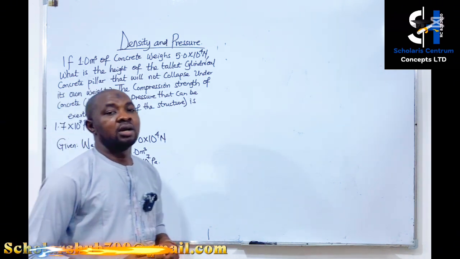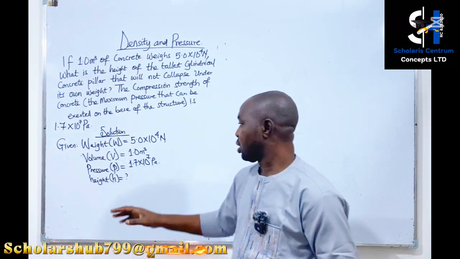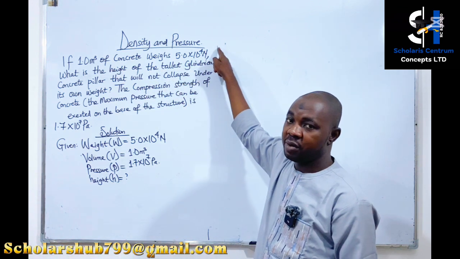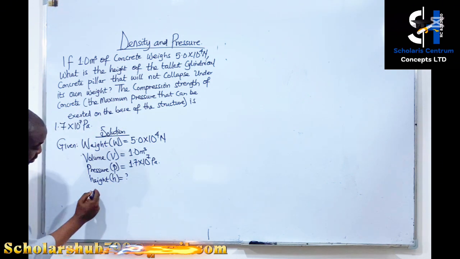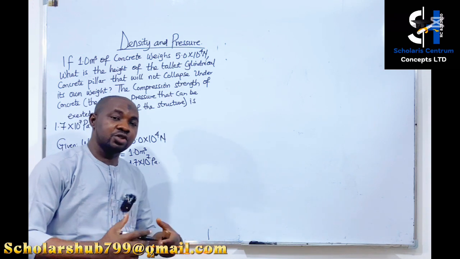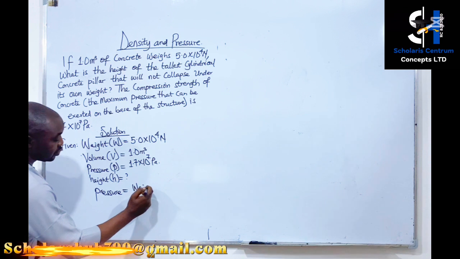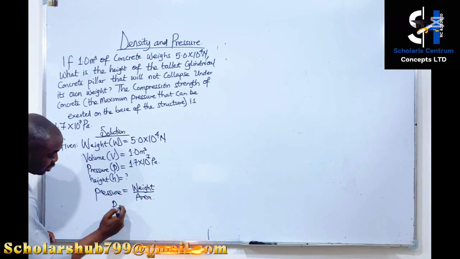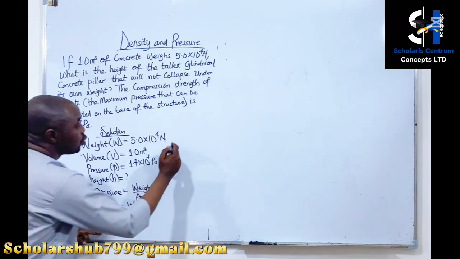Now we know that weight is the force exerted on a body due to gravity, and that's what we have here. So the concrete weighs 5.0 times 10 raised to the power of 4 Newton, which means we can also measure the pressure, which we know to be the force acting per unit cross-sectional area of a material. So it can also be weight per unit area. Weight per unit area, that's pressure. So that means P will be equal to W over area.